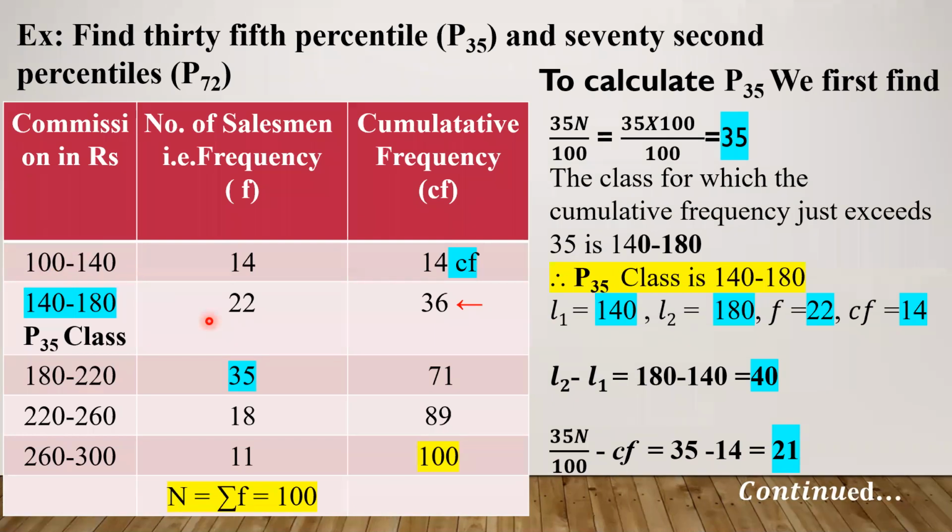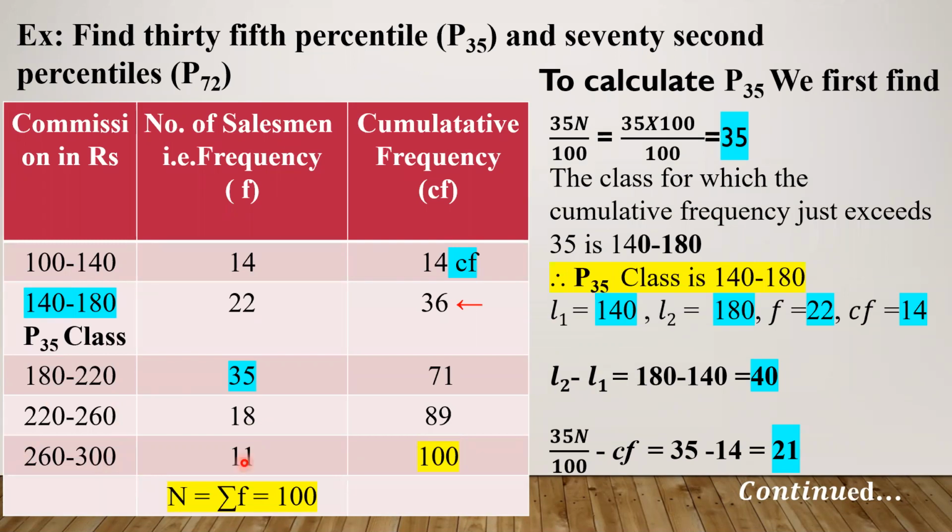Then the next row says that between 140 and 180, 22 salesmen receive the commission. So the frequency of this class is 22. Similarly, the frequency of the class 180 to 220 is 35. The frequency of the class 220 to 260 is 18. And the last one, the frequency of the class 260 to 300 is 11.